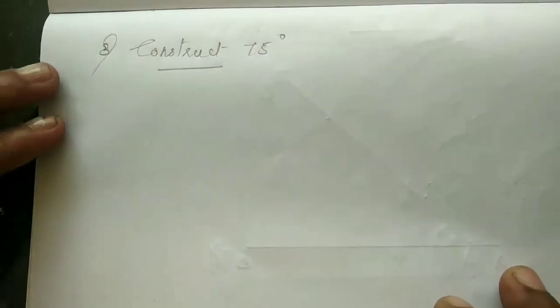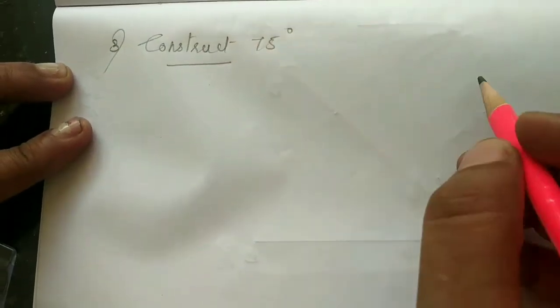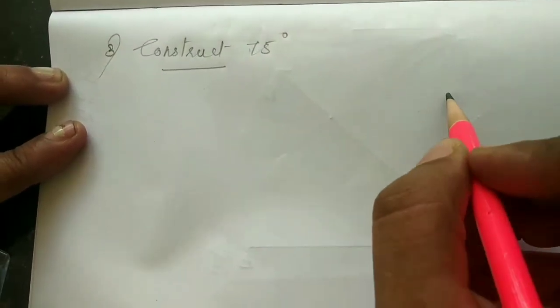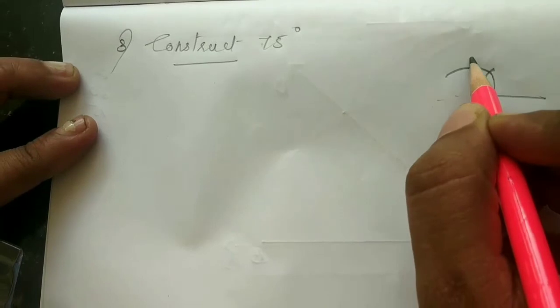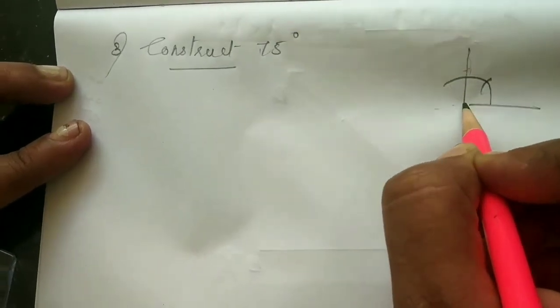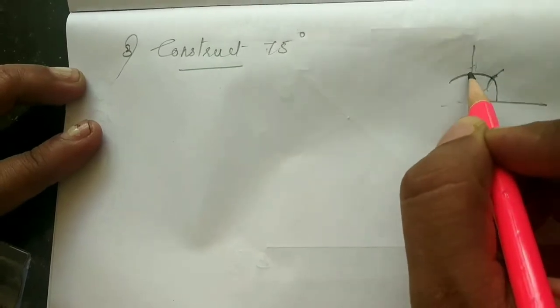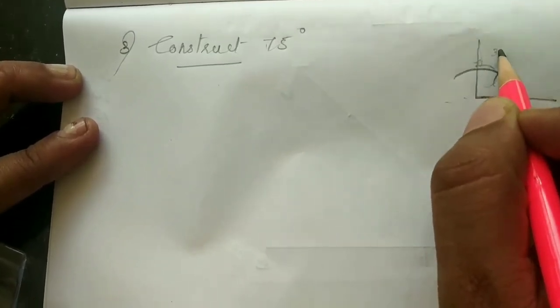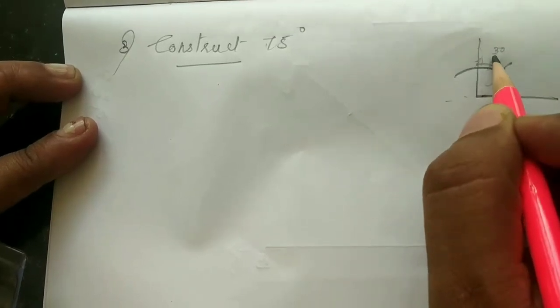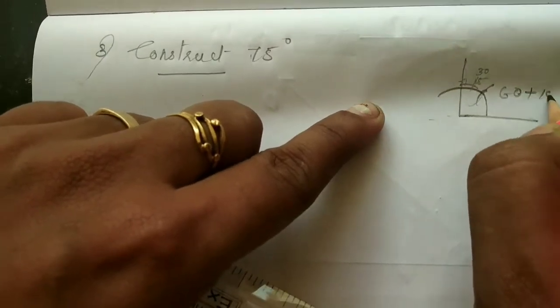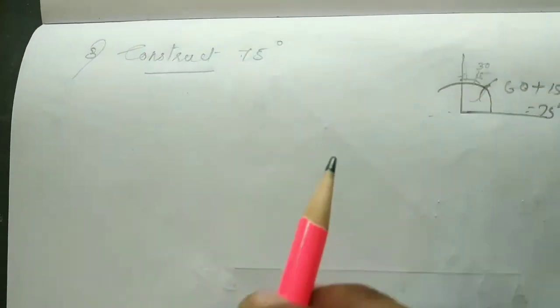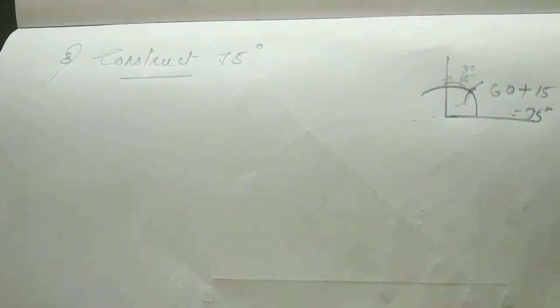Okay, understood. The third question is how to construct 75 degree. For this construction, first we need 60 degree and then 90 degree. See children, this is 60 and it is 90. Between this angle it is 30. So the bisector of this is 15 degree. That is 60 plus 15 equal to 75. So for this construction we need angle 60 and angle 90.